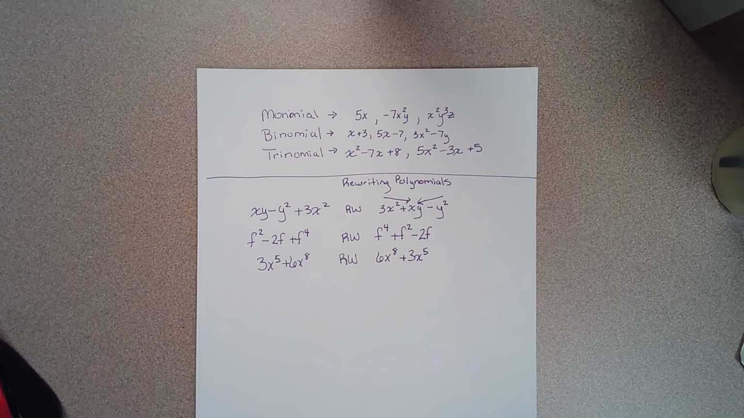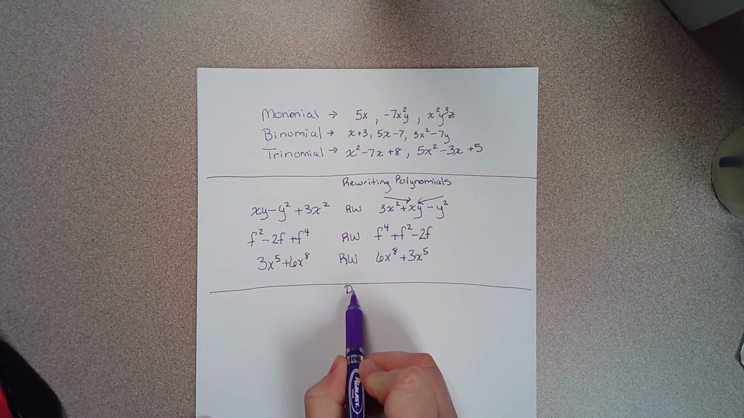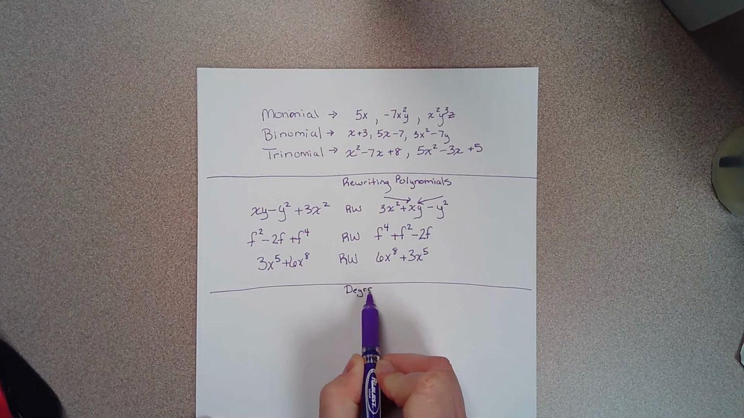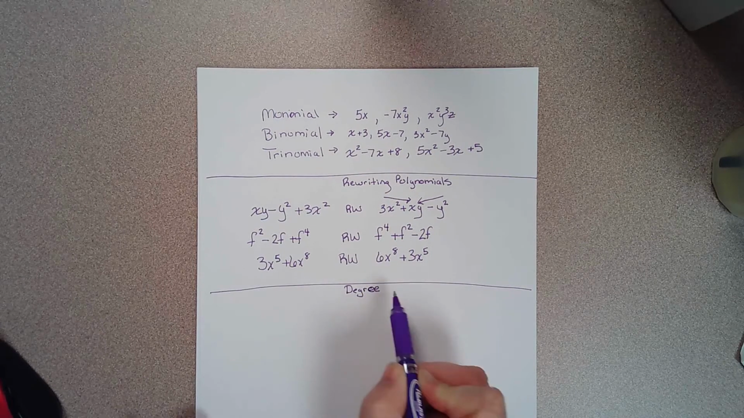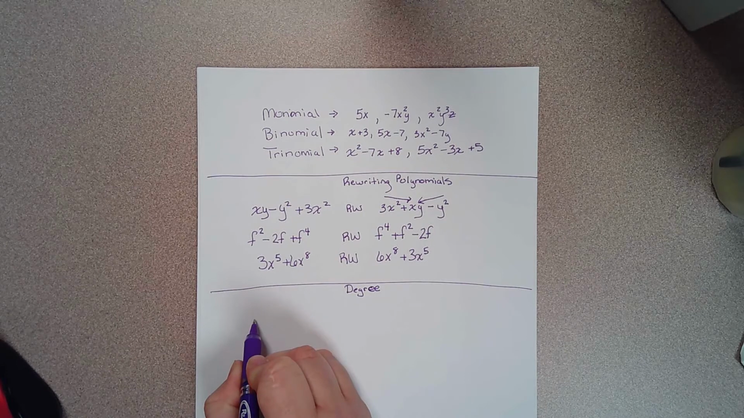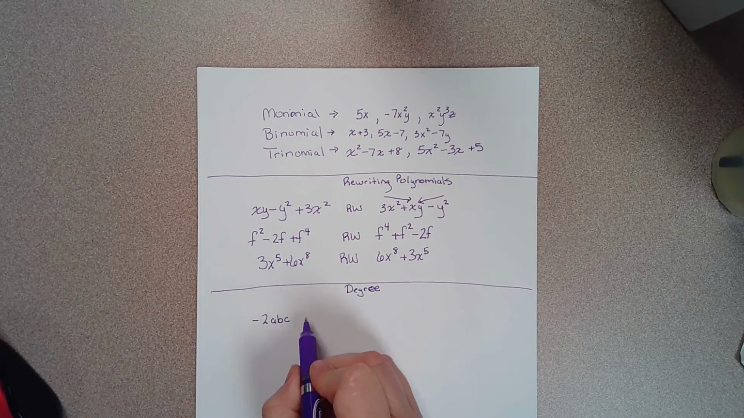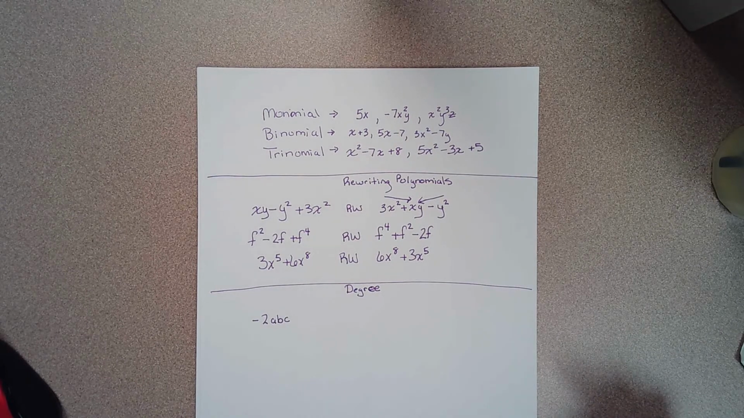And that's all we have to do to rewrite it. Another concept we need to be aware of is called degree. A degree of a polynomial basically is stating not of temperature, but of the exponents. So when I talk about a degree, let's put an example here. So let's say I have negative 2abc. And in this one, for the degree, we look for the exponents attached to the variables.